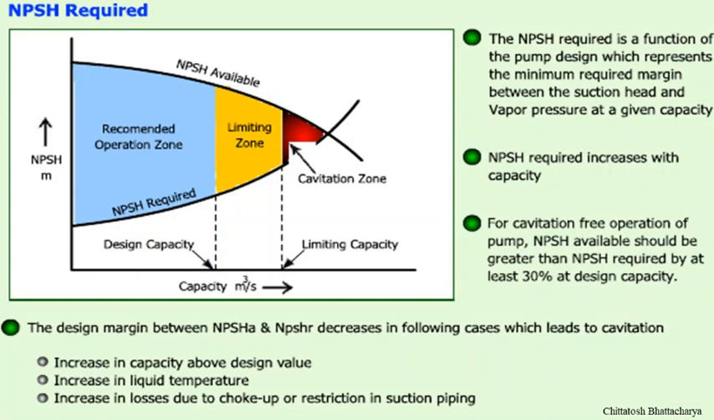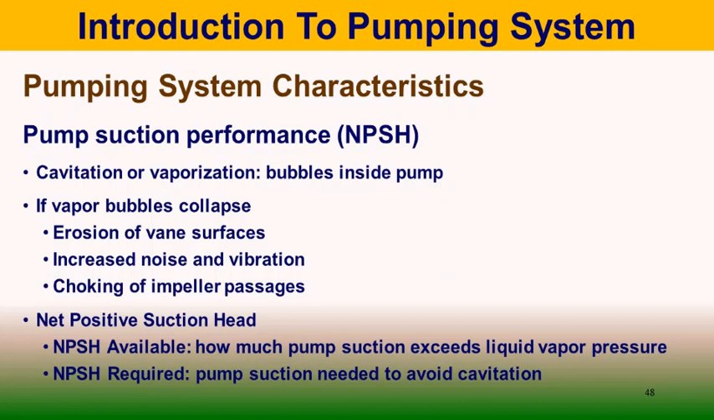Let us now try to understand the effect of unavailability of NPSH. As we know, cavitation or vaporization is the formation of bubbles inside the pump, and this may occur when the fluid's local static pressure becomes lower than the liquid's vapor pressure at the operating temperature inside the pump. A possible cause is when the fluid accelerates in a control valve or in a pump impeller, then cavitation may take place with the unavailability of NPSH.